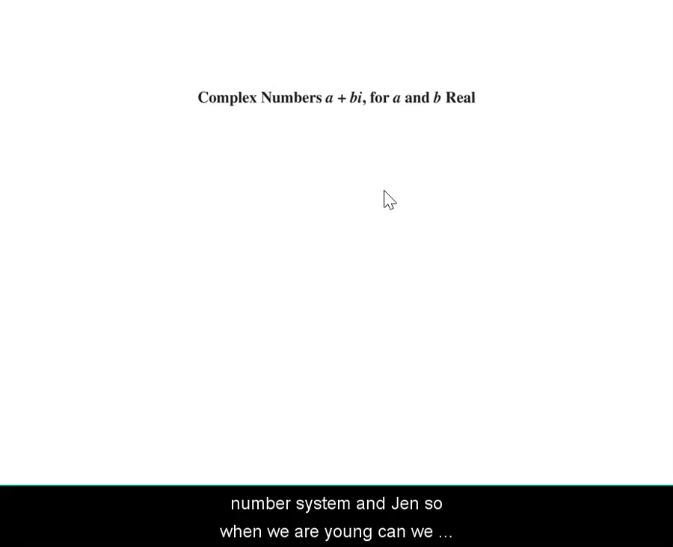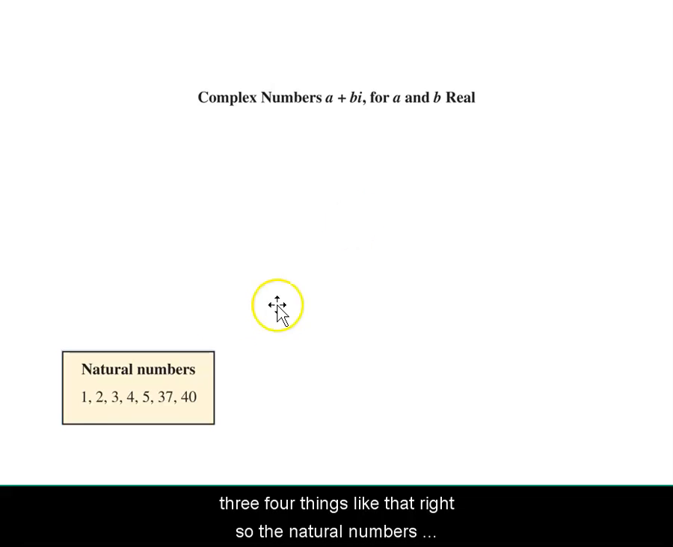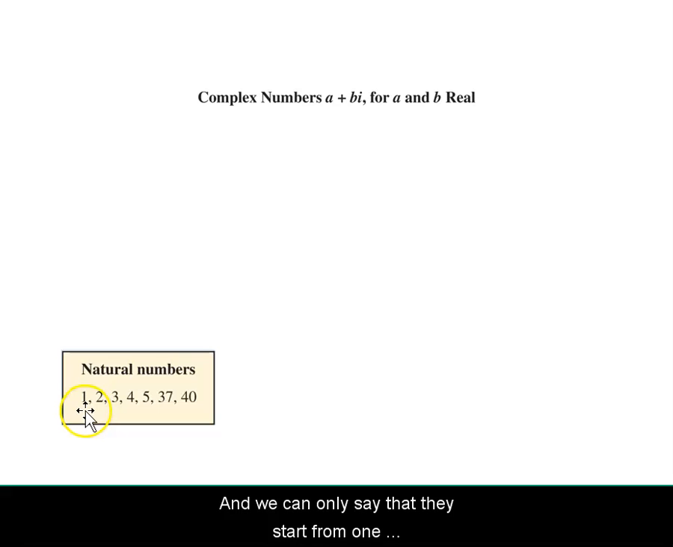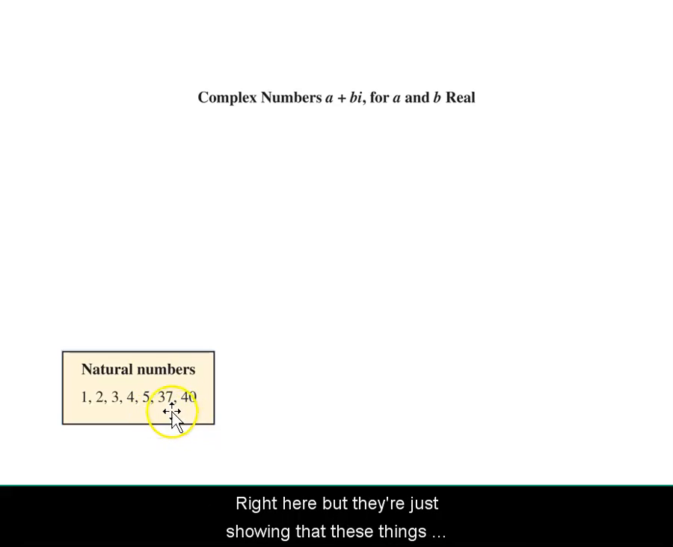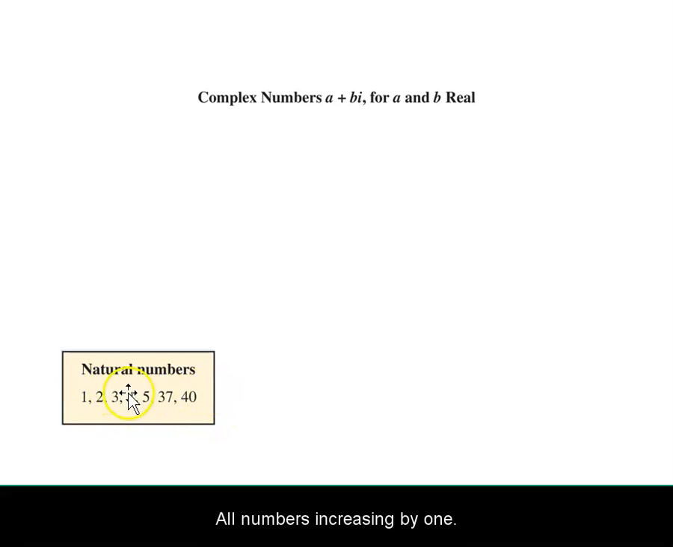Okay, so when we are young and we first start learning how to count, we start counting by what's called the natural numbers, right? So 1, 2, 3, 4, things like that. The natural numbers are whole numbers. They're positive. They go in order. And we generally say that they start from 1. Sometimes we say they start from 0, but we generally say they start from 1. So these are the things that you use to count with, right? So 1, 2, 3, 4, 5. There should be a little dot, dot, dot right here, but they're just showing that these things kind of go on forever. I don't know why they skipped to 37 and 40, but all numbers increasing by 1.